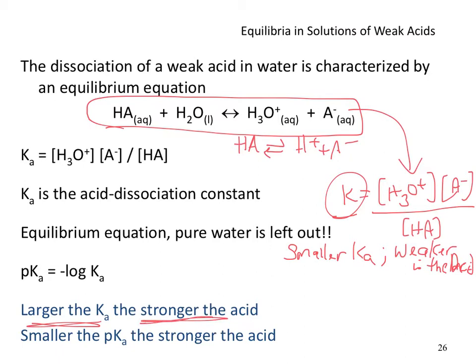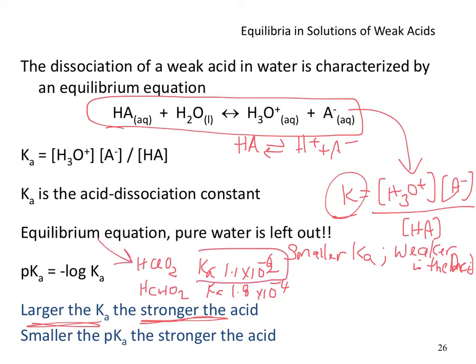So for example, if you compare HClO2, which has a Ka value of 1.1 times 10 to the negative 2, my bad. And let's say I have another one, formic acid, HCHO2, the Ka of that is 1.8 times 10 to the negative 4. Which one do you think is a stronger weak acid? The first one, because the Ka is a larger number as compared to formic acid.